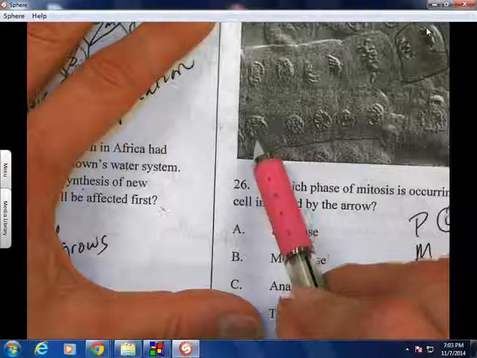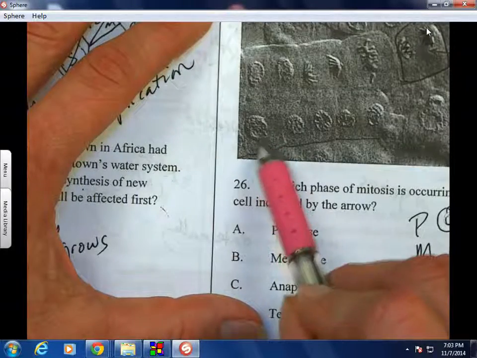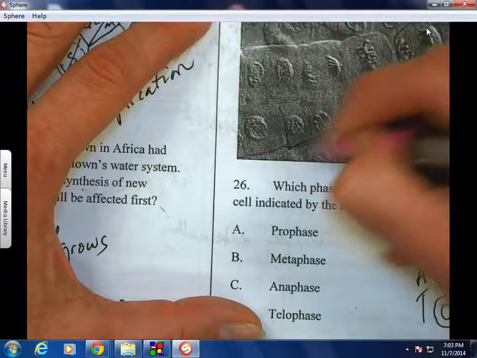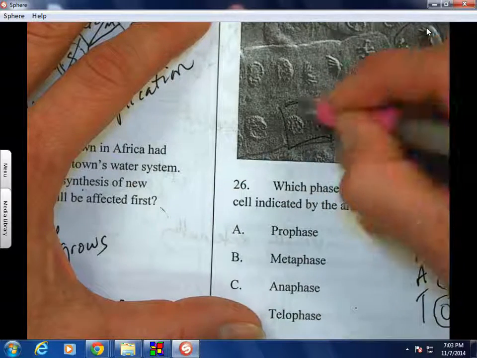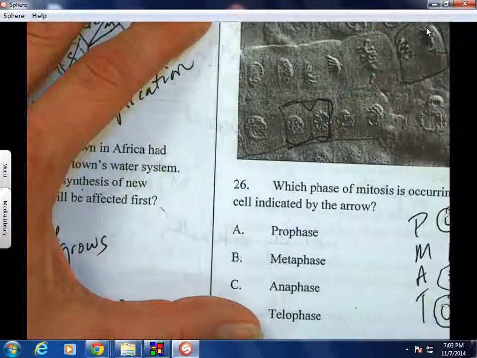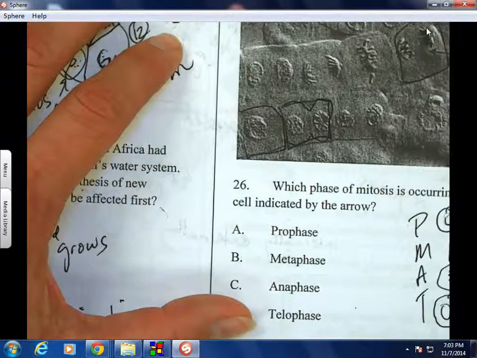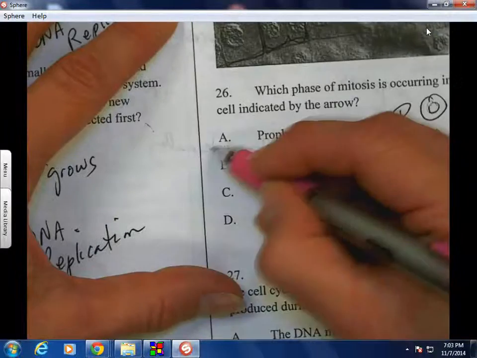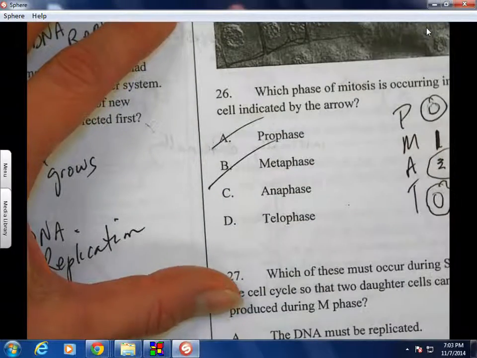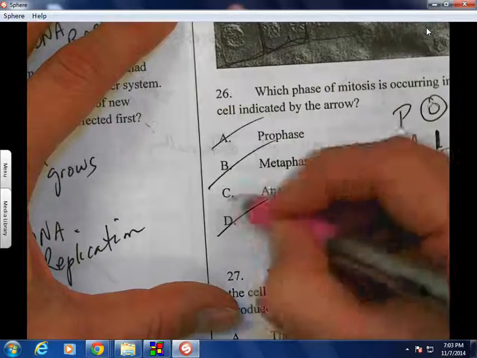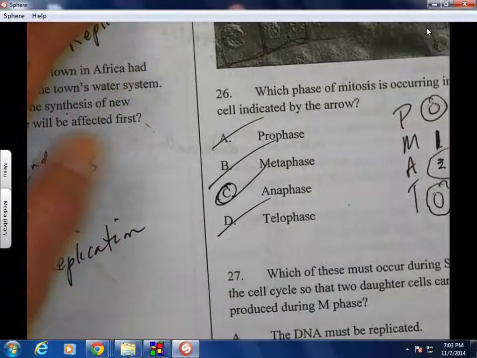This would be prophase. So that's telophase. And this cell must still be in prophase. Alright? So it's not prophase, not lined up in the middle, don't have nuclei formed. The correct answer is going to be anaphase.